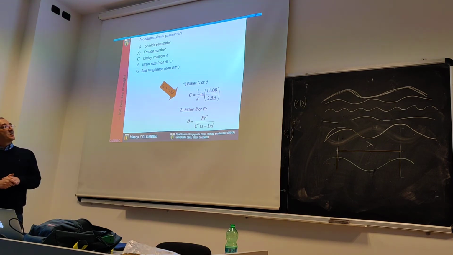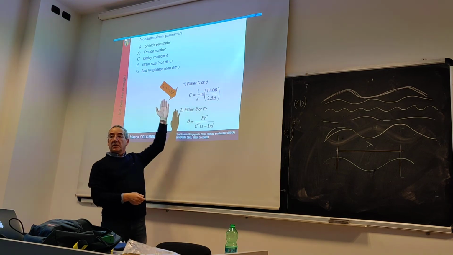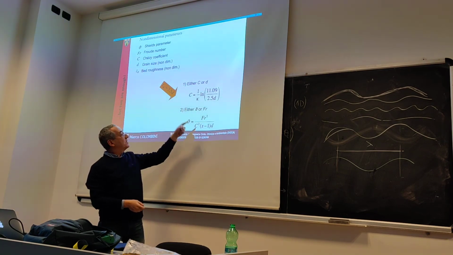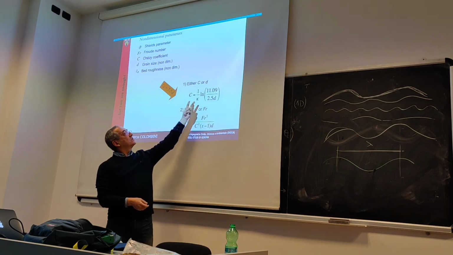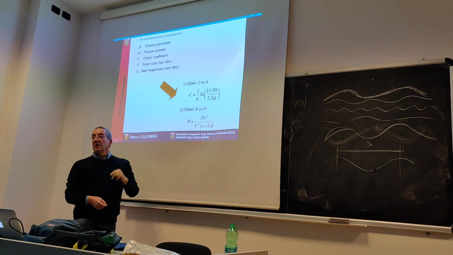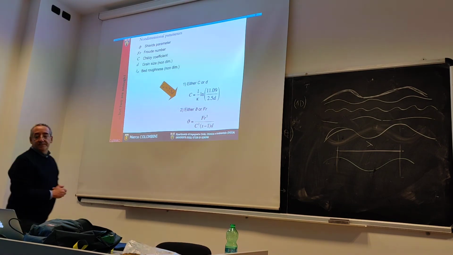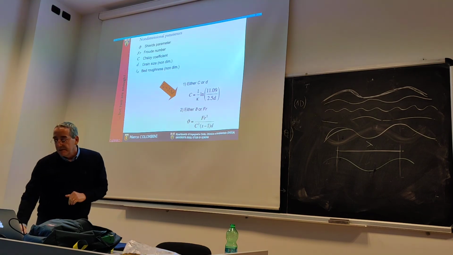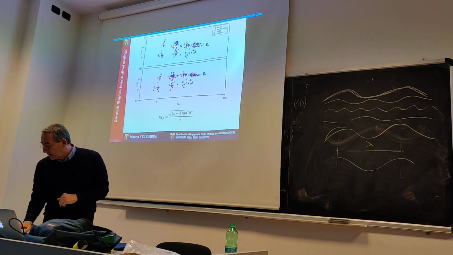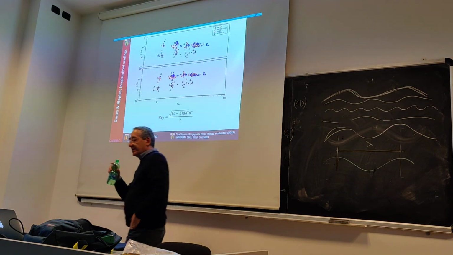The diagram that was made by Engelund and Hansen has C on one axis, U over U star, and Froude on the other. So you can use either one of the two, and one of these two, to set the state of your system in the space of the parameters. Okay? Any questions on this? We're almost finished.